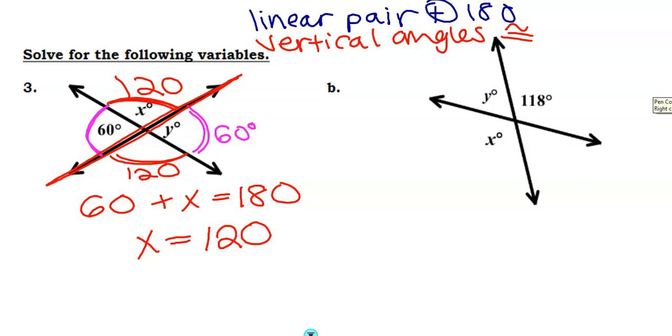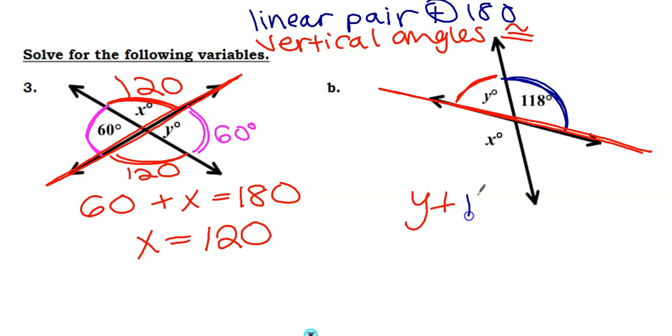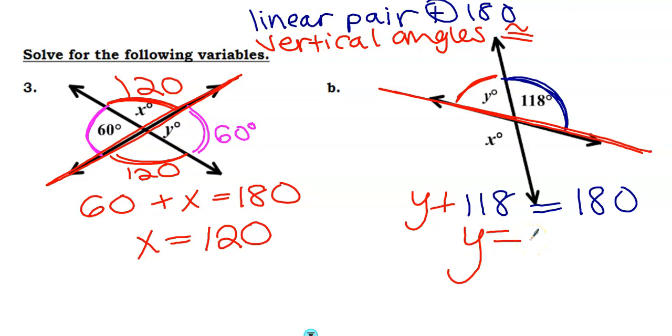Okay? So 118, what is the relationship to 118 and Y value? Well, they make a linear pair. So I have Y plus 118 is 180. Okay? So I'm going to subtract 118 from both sides and find the value. So practicing putting it in the calculator. So Y equals 62.